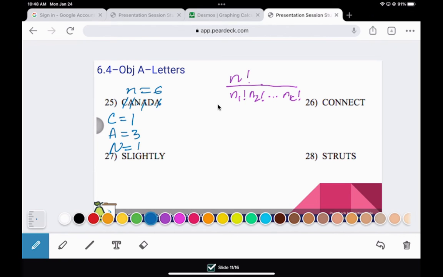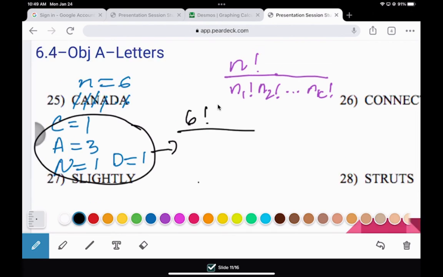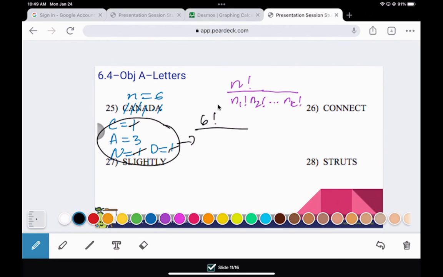For the N, I have 1. And D is also 1. And then we just put them together. The n should be on the top, which is 6 factorial. All of these are on the denominator. And remember, we don't have to write out the 1 because 1 factorial is just 1. So I don't have to do those. I can just do 3 factorial. This would give you 120.